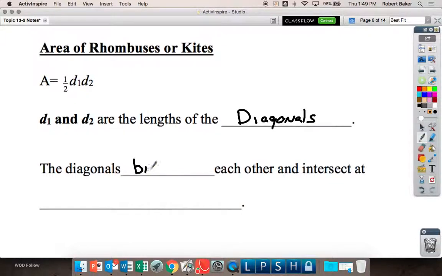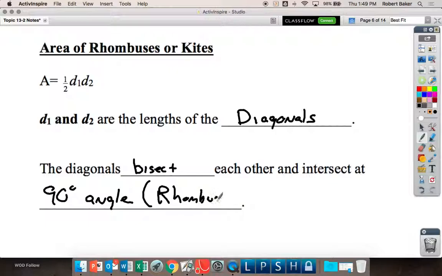Diagonals bisect each other and intersect at a 90-degree angle. And this is for rhombuses. Okay, so in a rhombus, the diagonals cut each other in half, and they create a 90-degree angle. So now we'll look at the two things. We'll do rhombus first, and then we'll go back and look at kites, and then we'll be done.